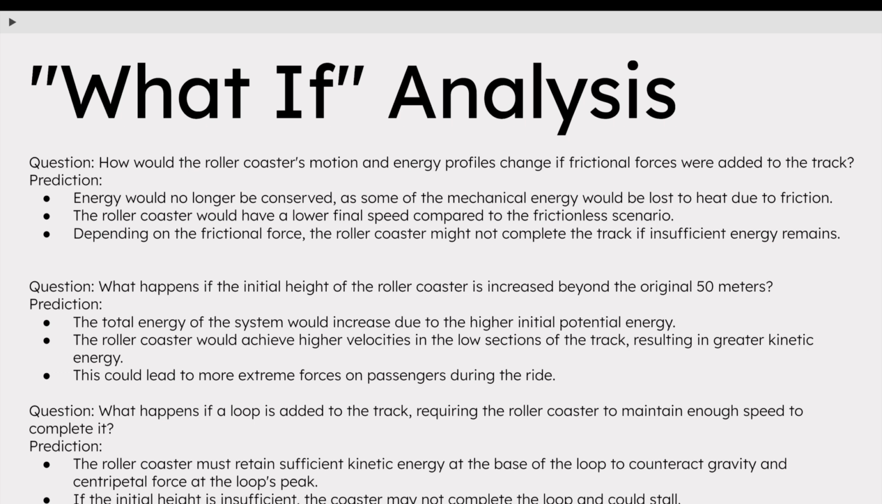And what would happen if a loop is added to the track, requiring the roller coaster to maintain enough speed to complete it? In this case, the roller coaster must retain sufficient kinetic energy at the base of the loop to counteract gravity and the centripetal force at the loop's peak. And if the initial height is insufficient, the roller coaster may not complete the loop and could stall.